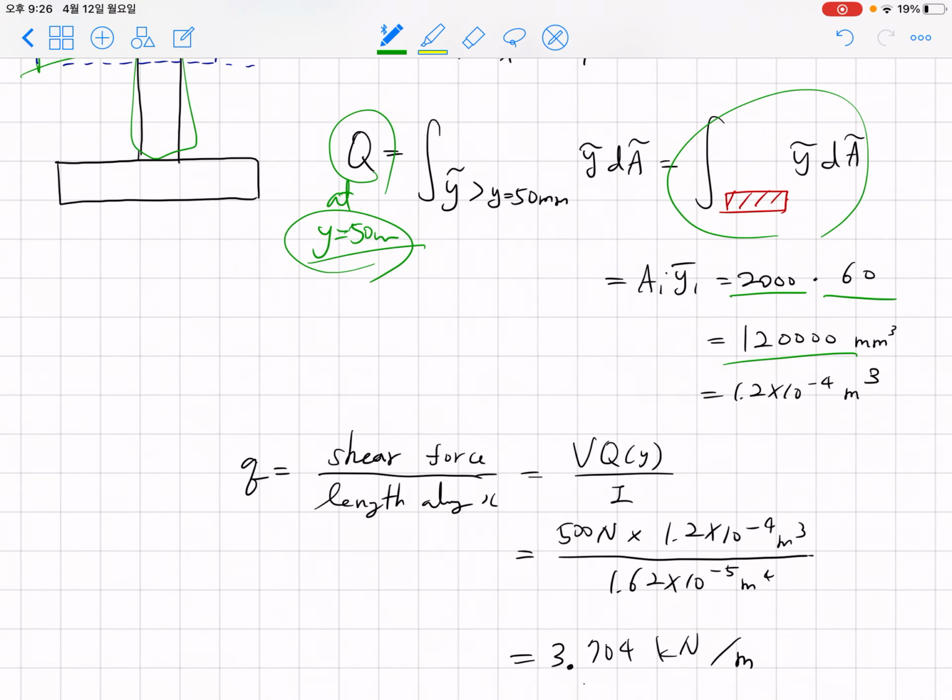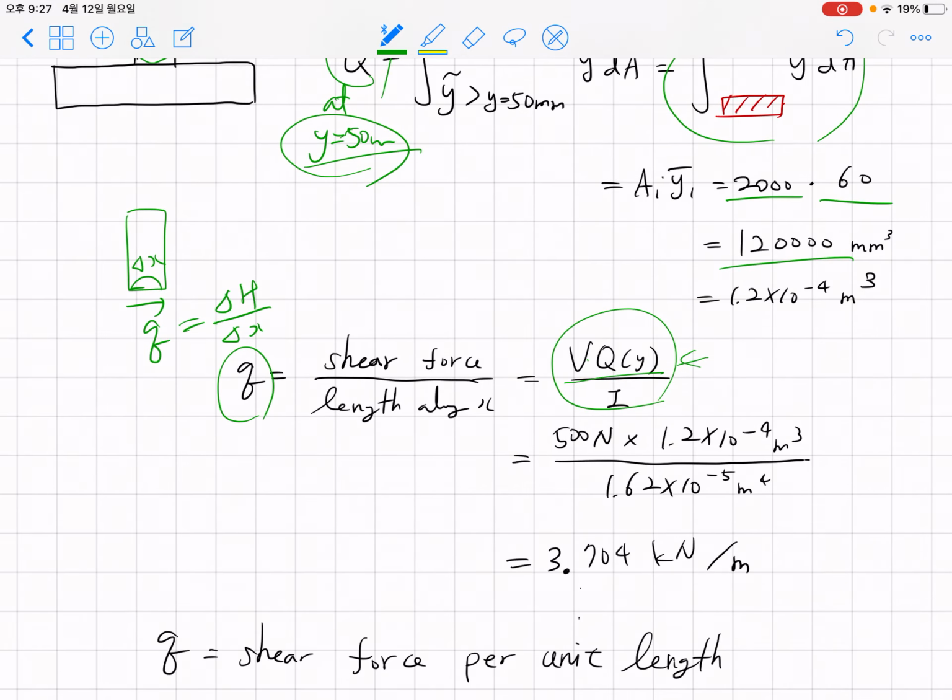Now, having obtained the Q, you can obtain the small q, which is a shear force per unit length. Yeah, this q is delta h over delta x. So for every unit length, what you're going to expect is VQ divided by I, a kind of force per unit length. And if you plug these numbers, out of the calculation, you're going to get 3.7 kilonewton per meter as the value for small q.